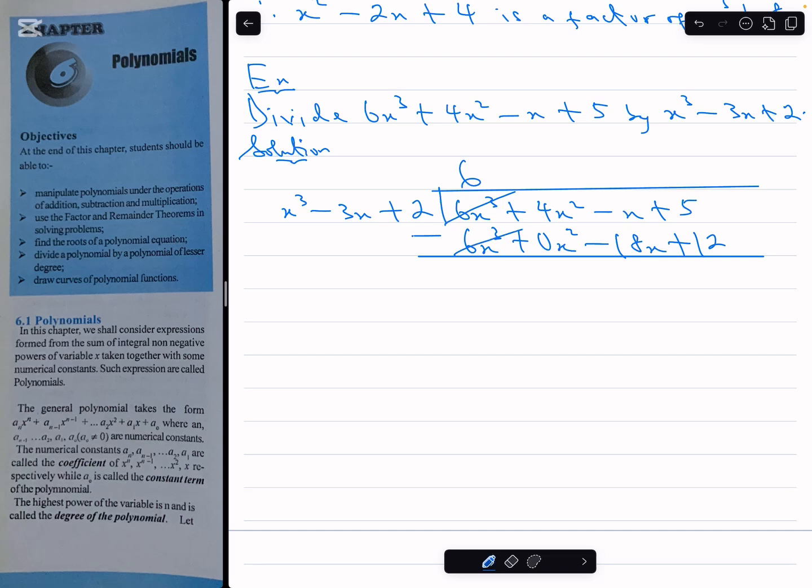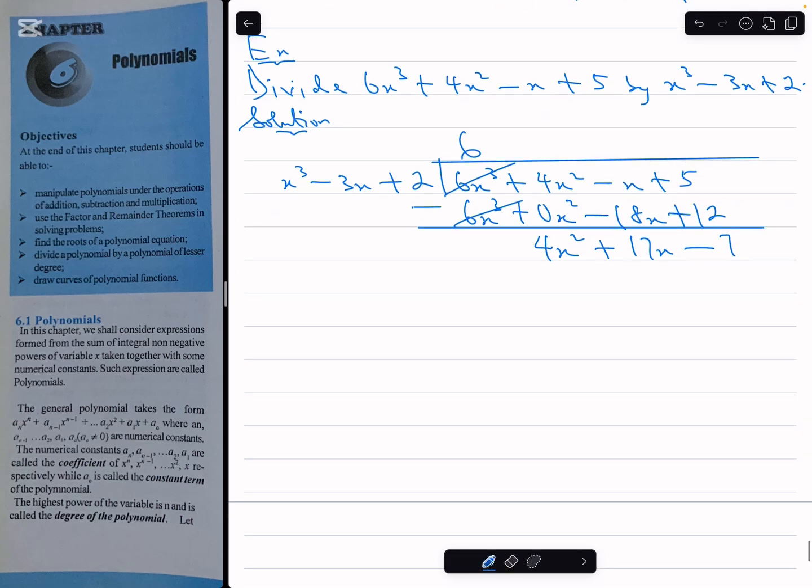6x cubed minus 6x cubed is 0. 4x squared minus 0x squared, that's 4x squared. Minus x minus 18x, that's minus x plus 18x, which is 17x. And now 5 minus 12 is minus 7. I hope that's correct. Yeah, that's correct.